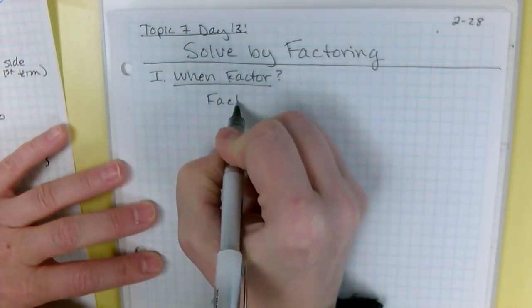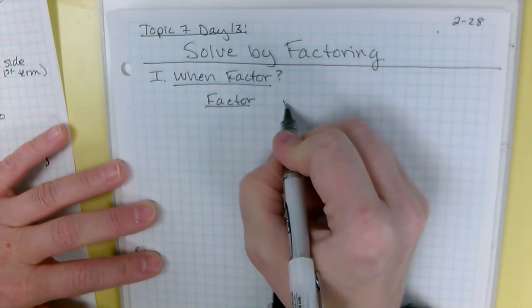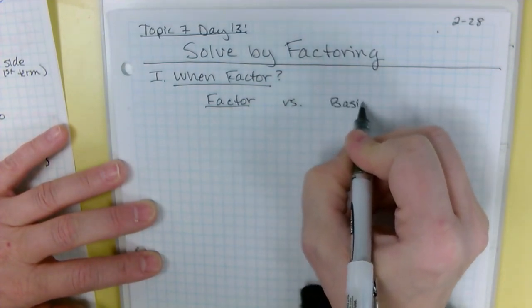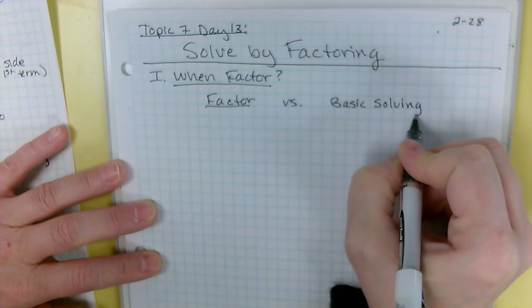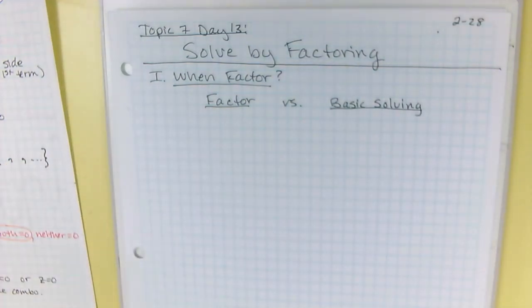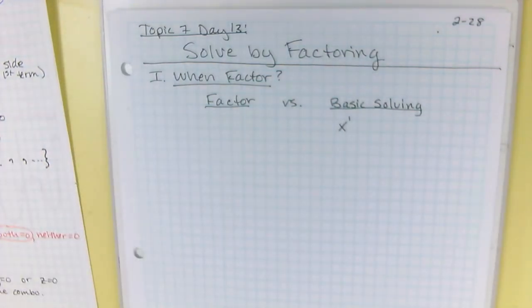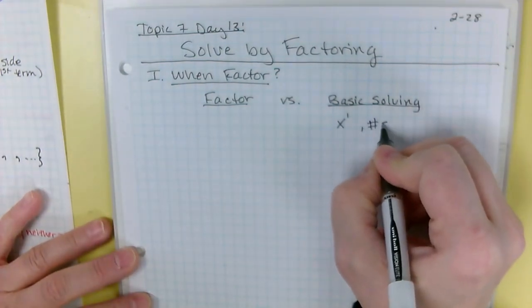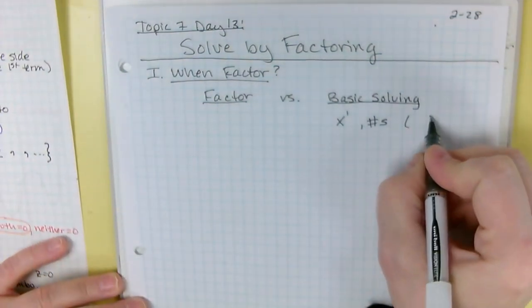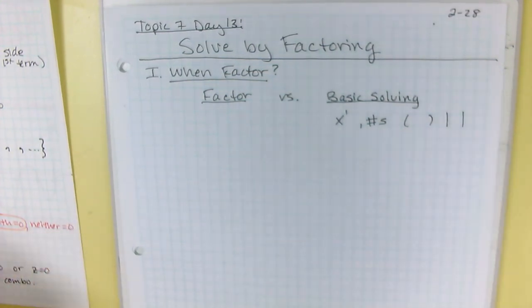So on the left here, we're going to put things you need to factor versus, I'll just call it basic solving. It's the kind where x's go left and numbers go right. So basically, when you are doing normal basic solving, you're going to be looking at things with x to the power of 1 and numbers, basically. There might be parentheses, that kind of stuff, or absolute value bars, but the main thing is that the x itself is an x to the power of 1.